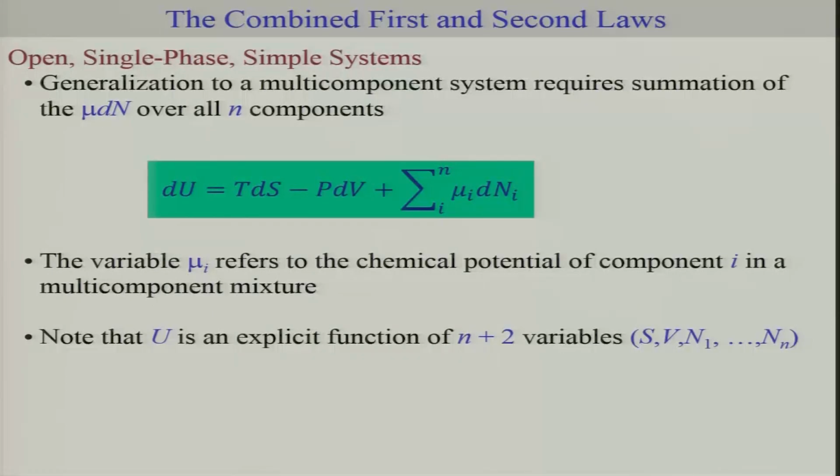Alright, so if you have many components in the system, then you have to sum it up, mu_i multiplied by dn_i. So, this is the generalized expression of dU for an open system, okay, with a multiple component system. Now, U would become a function of S, V, n1, n2 and so forth. That is something which we have discussed in the first week also.